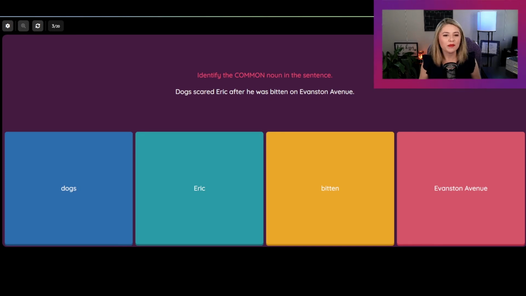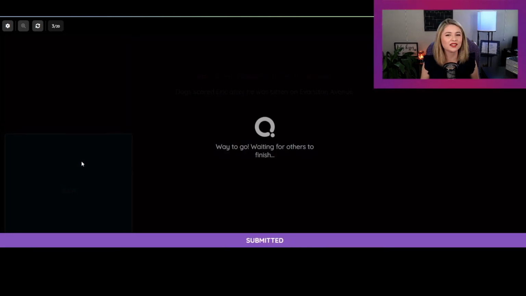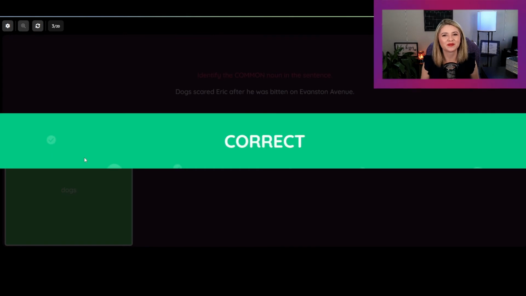Identify the common noun in the sentence. Dogs scared Eric after he was bitten on Evanston Avenue. What is the common noun? Well, Eric is a name of a person, and Evanston Avenue is a name of a street, a proper noun. Even though dogs is capitalized, it's capitalized because it's at the beginning of a sentence. So dogs is a common noun.